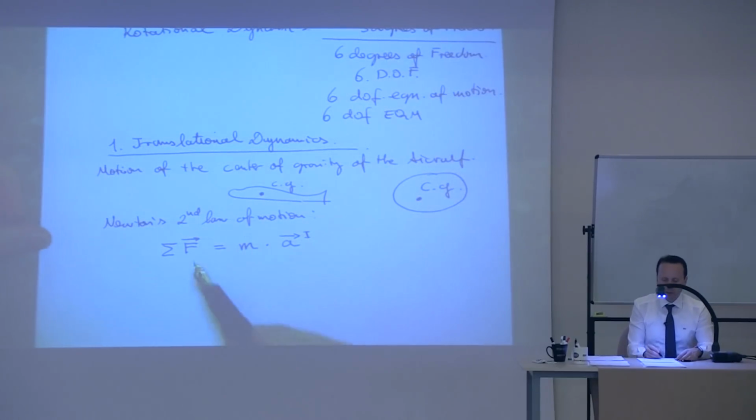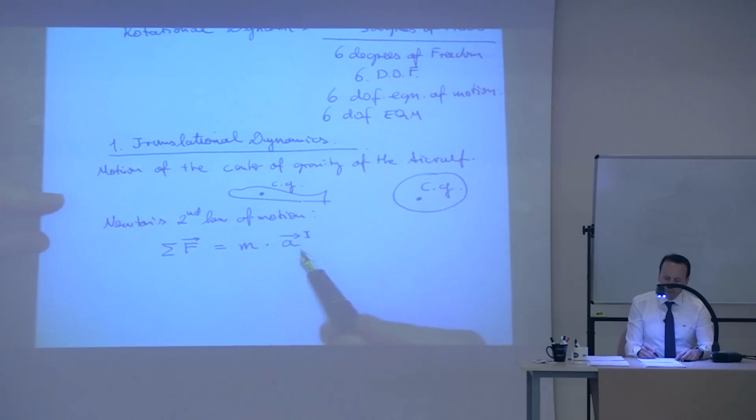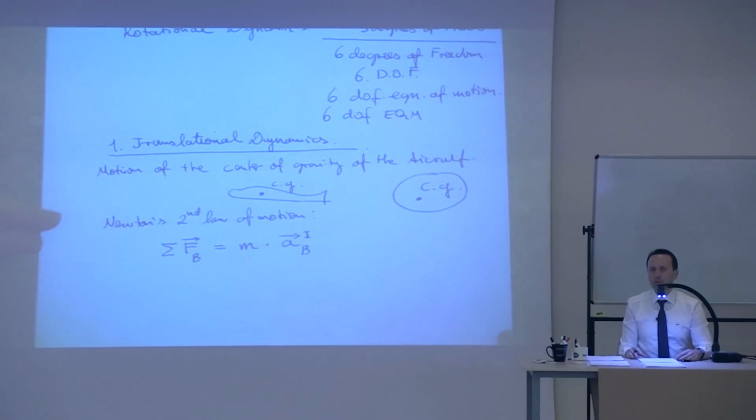Okay. Now, since these are two vectors, I can write this in any coordinate system, isn't it? I mean, it doesn't matter that the acceleration is with respect to the inertial frame, the observer is in the inertial frame, but I can write this in any coordinate system I want, isn't it? So what we are going to do is write this in the body fixed coordinate system. Okay? And there's a specific reason for that, which I will explain probably today in the later hours, why we do this in the body axis system.